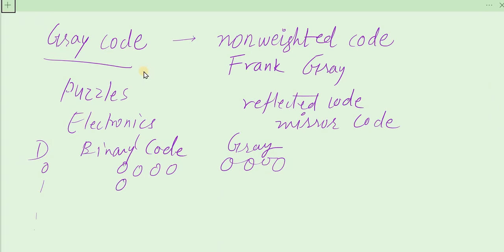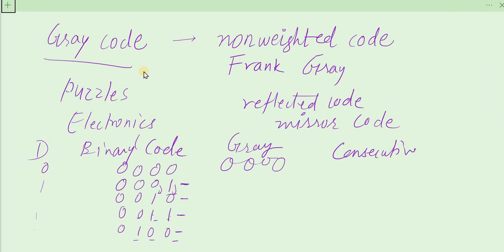Binary code flows as 0 0 0 0, then 0 0 0 1, 0 0 1 0, 0 0 1 1, 0 1 0 0, and so on. Here, when the state changes from one number to the next, sometimes 1 bit changes, and sometimes all 3 bits change state. In Gray code, there is a speciality: in any two consecutive numbers, only 1 bit changes. That way it is formed.